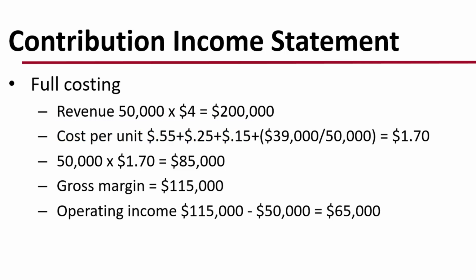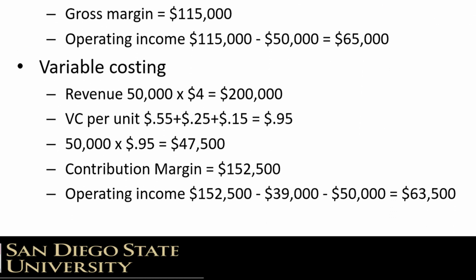But we also need to consider the fixed overhead, because remember, that becomes part of the product cost under full absorption. So that leaves us with a total cost per unit of $1.70. So 50,000 units times $1.70 is $85,000. The gross margin, therefore, is $115,000, and our operating income is the $115,000 less those fixed SG&A costs of $50,000, or $65,000.